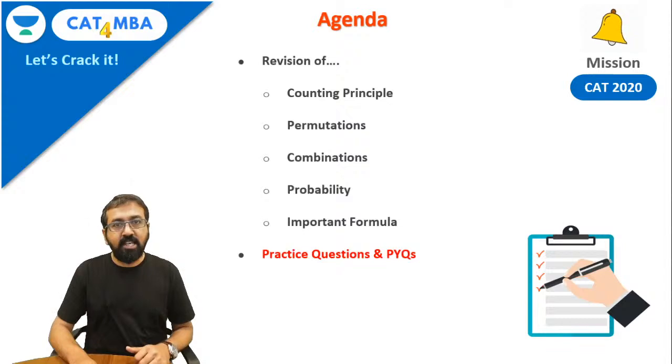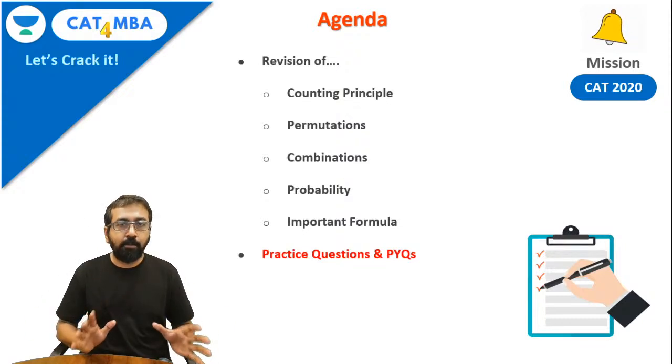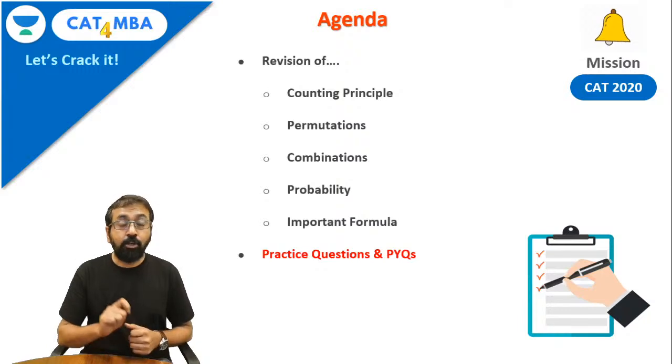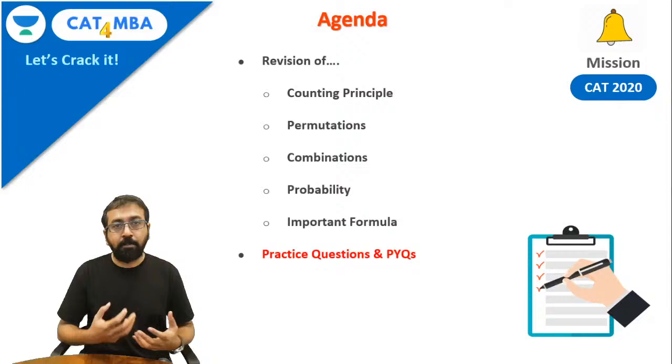Right, so this is the agenda for this session. I mean, we are going to revise the complete permutation, combination and probability from nook and corner, every formula. So we are going to revise that. It will not take more than about an hour, and then we'll also practice plenty of questions, and many of them are previous year CAT questions. Right, so once again, welcome to this marathon session.